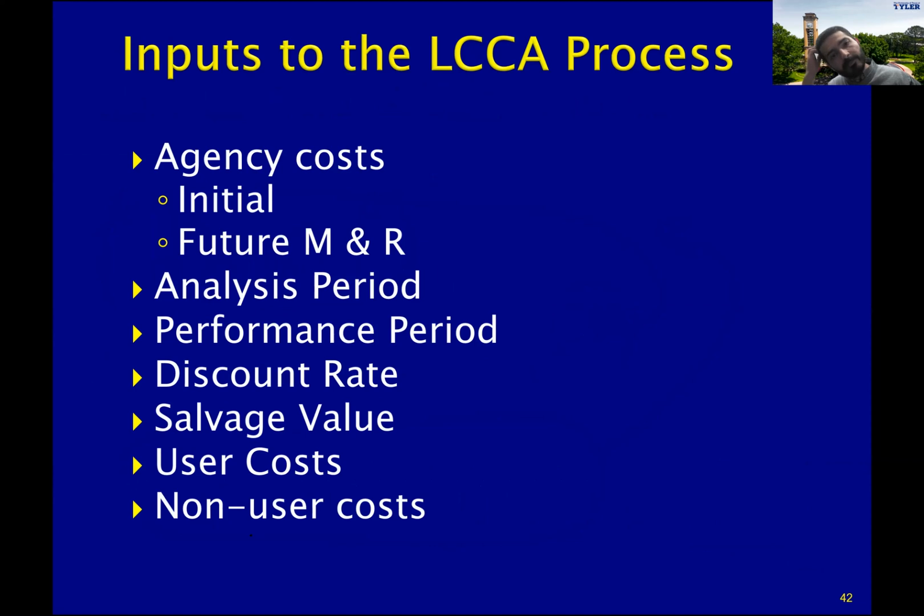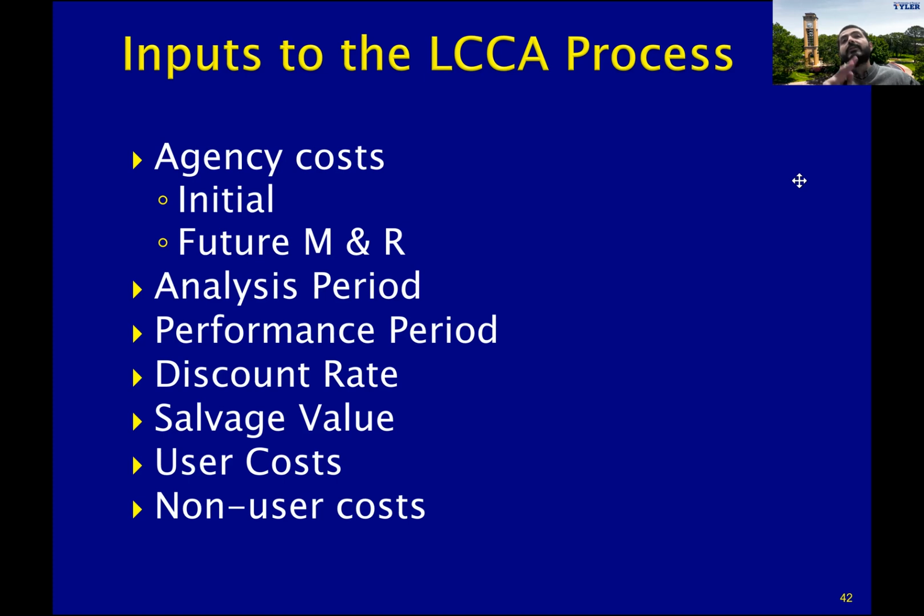So what are the inputs? I know that there are two methods to do the calculations, but the process itself needs some inputs to have an effective life cycle cost assessment. These inputs include the agency cost. What's the initial cost for every single method or alternative that I have? And then what's the cost of any routine maintenance or rehabilitation that I'm anticipating? I need to also define the analysis period.